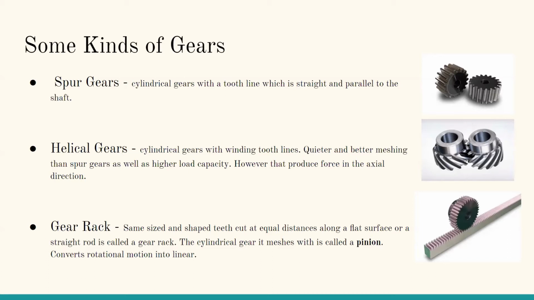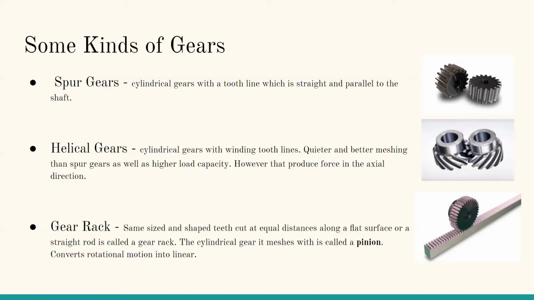Then you have the helical gears, which are similar to the spur gears, however, the teeth are winding. As a result, they're more quiet and they mesh better and can do higher loads. However, they'll end up producing some axial force, which basically means that as they're spinning, they'll also produce force running along the shaft they're connected to, and so you need specialized bearings to negate that. So that's a bit of the drawback.